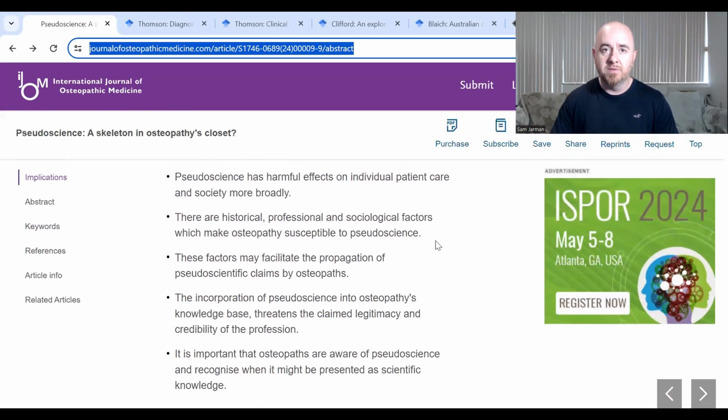The next point here, there are historical, professional, and sociological factors which make osteopathy susceptible to pseudoscience. For them to be able to make that claim, they have to point to previously published research, which they do. At least you can see this in the reference list.